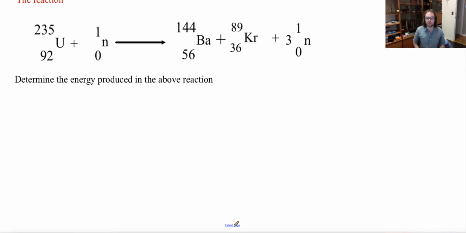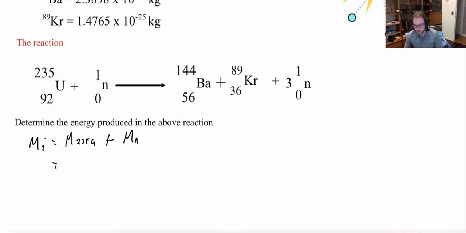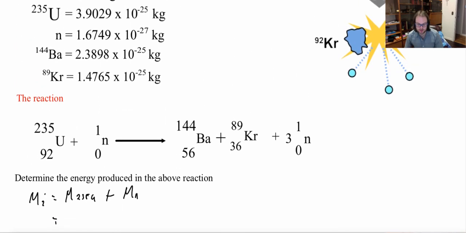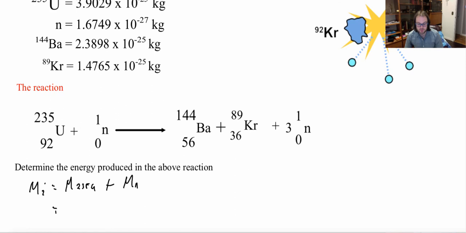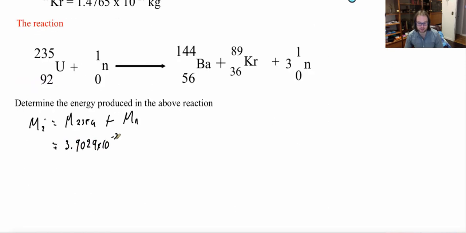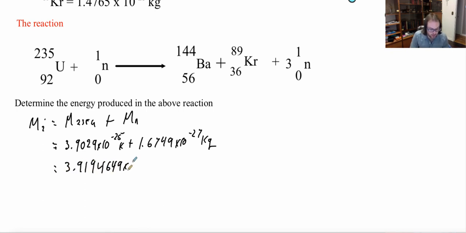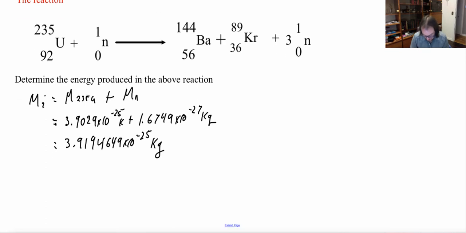Now remember, when we're looking at this, we're going to be looking at my mass defect. So first, I want to find my initial mass, which is going to be my mass of the uranium-235 plus my mass of the neutron, which is going to be, from my information above here, 3.929 times 10 to the negative 25 plus 1.67 times 10 to the negative 27. And when I add that together, that's going to give me 3.19194649 times 10 to the negative 25 kilograms.